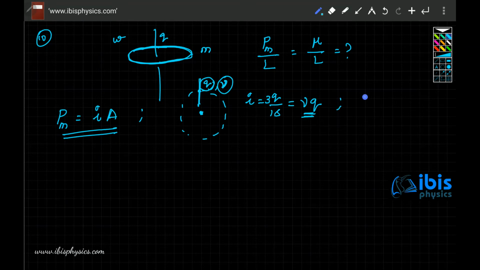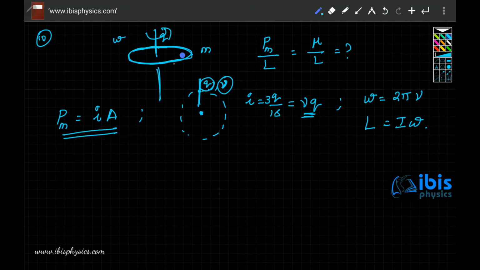And the next thing, omega, the angular velocity or angular frequency, is equal to 2 pi into frequency. And the other thing is, we know that like momentum is mass into velocity, angular momentum is moment of inertia into angular velocity. And for a ring, when you rotate a ring like this, the moment of inertia I equals mass of the ring into radius square. These many things you should know to solve this question.